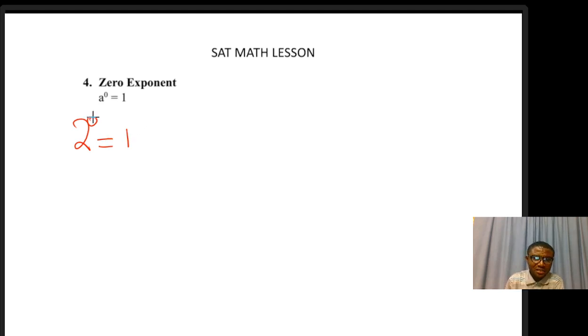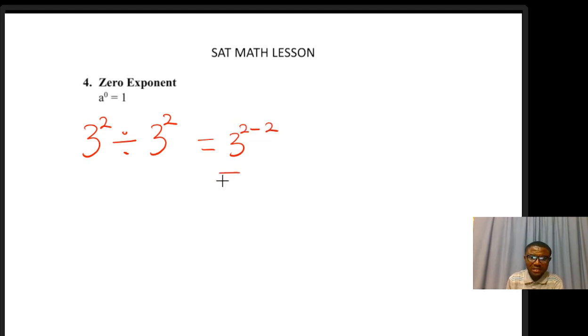Okay, let's look at this example. Let's say you have 3 raised to the power of 2 divided by 3 raised to the power of 2. Remember, the quotient rule says we should subtract, right? Now when we subtract, this will give us 3 raised to the power of 2 minus 2, and now we'll be left with 3 raised to the power of 0.